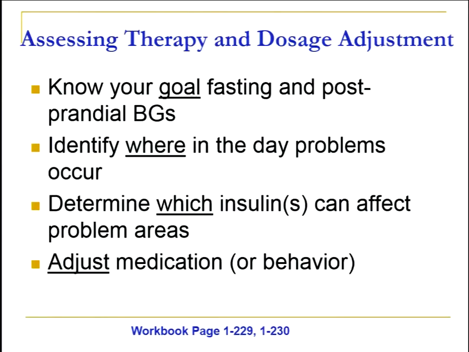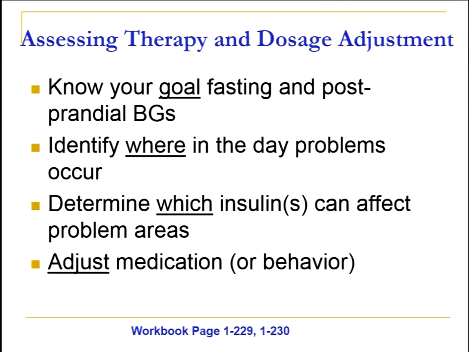When you figure out the problem areas, then figure out which insulin is going to affect that problem area. If it's a fasting problem, you've got to go after your long-acting insulin. That's what's controlling your fasting sugars. So your insulin glargine, detemir, and degludec, those are going to help with your fasting sugars. If it's a postprandial issue, figure out how to adjust then the bolus dose at that time. If it's just after breakfast, fix the breakfast bolus. If it's just after dinner, fix the dinner bolus.